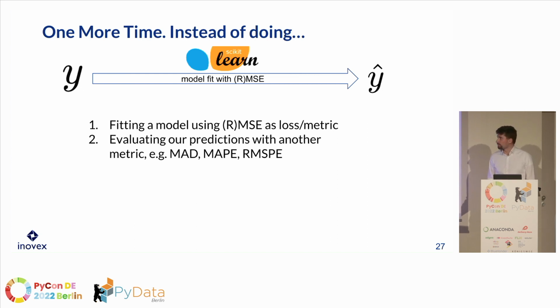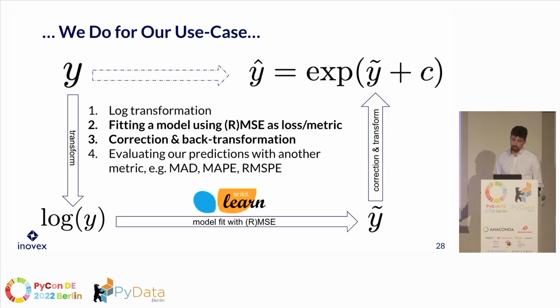So again, what we could do instead of just fitting the model and using the root mean squared error as a loss and evaluating the prediction with another metric like the root mean squared percentage error, is, as we have just learned, first take the logarithm, so transform it. Then we fit the model using the root mean squared error, and then we choose the corresponding correction and go back. And this trick helps us to actually minimize a metric that our machine learning library doesn't even support.